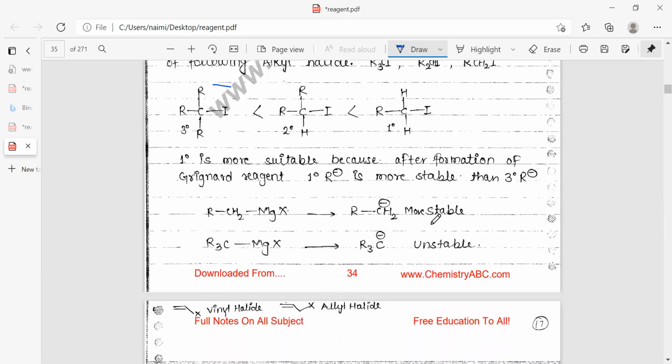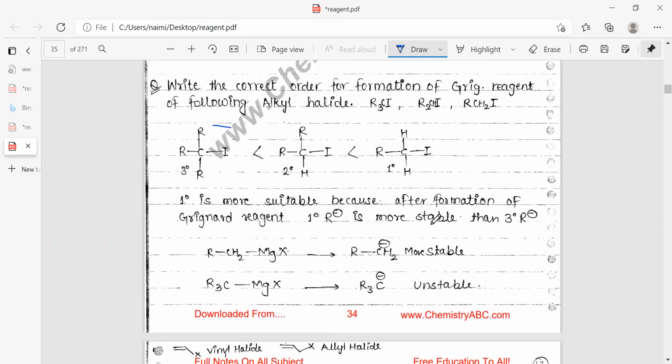Okay, so primary is more suitable because after formation of Grignard reagent, primary R minus is more stable than tertiary R minus. Okay, so RCH2 minus is formed, which is more stable, and R3C minus is less stable. Okay, so you can see stability this way: tertiary will be the least stable and primary is the most stable.